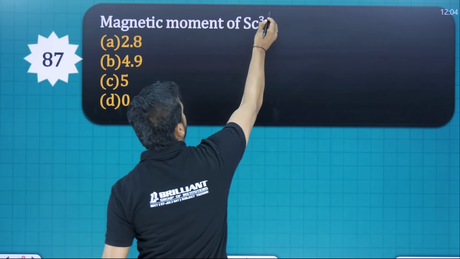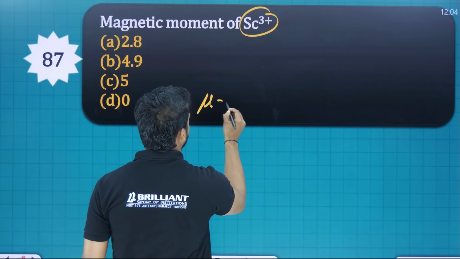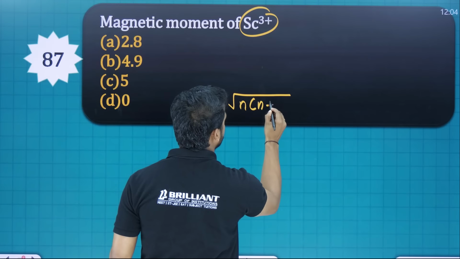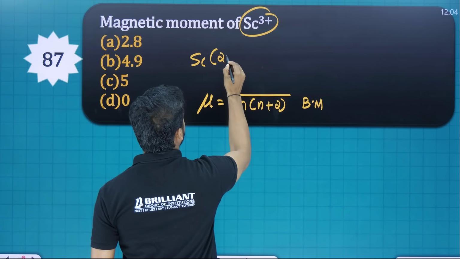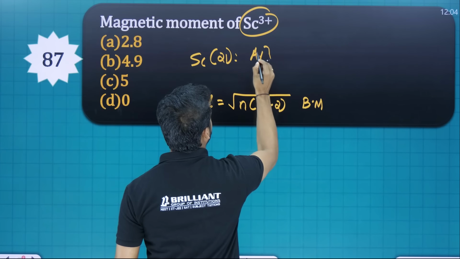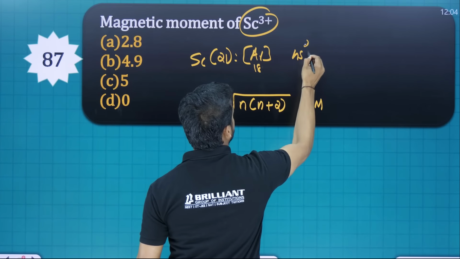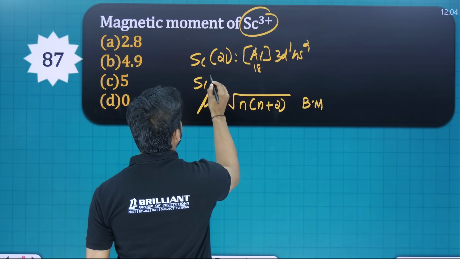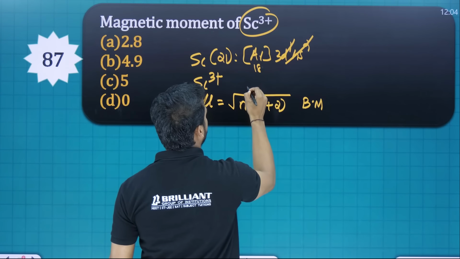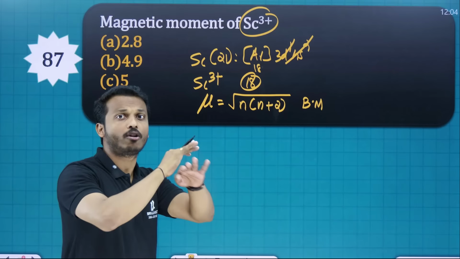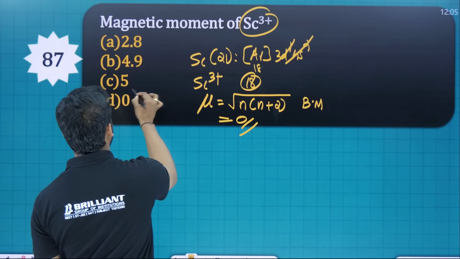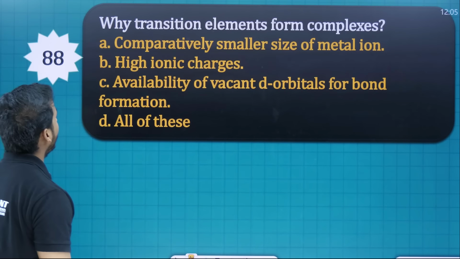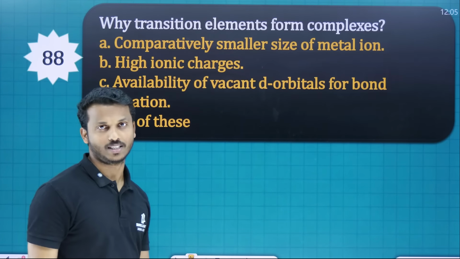Magnetic moment of scandium 3+. What is the equation for magnetic moment? Root of n into n plus 2 Bohr magneton. Scandium, right? Scandium is 21. 21 means what? Argon 18, 4s2, 3d1. Scandium 3+ means this 2 and this 1 are gone, only 18 remains. 18 means what? Fully filled. No unpaired electron. No unpaired electron means the magnetic moment is 0.